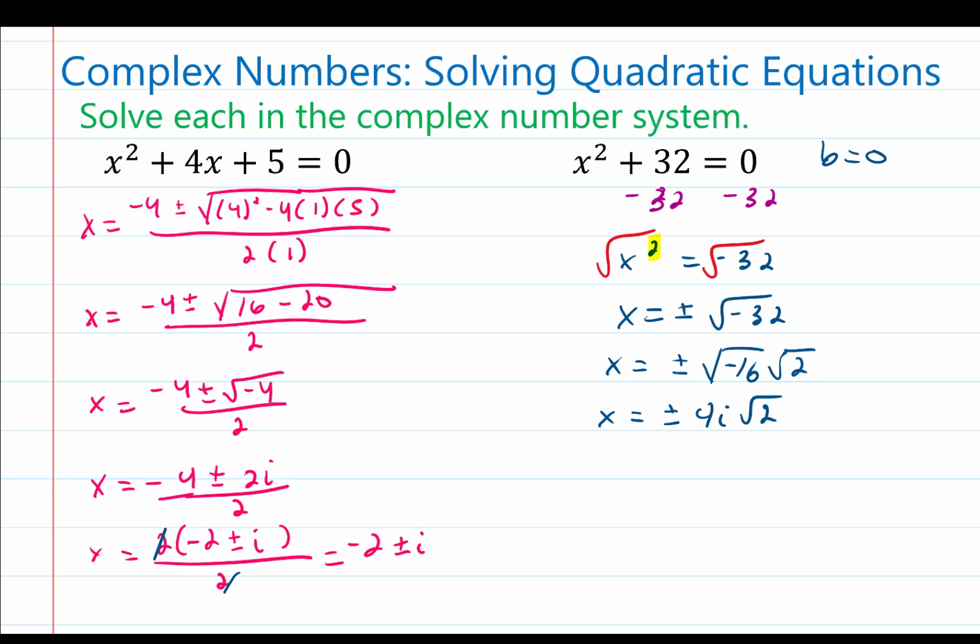Now you can order this however you'd like to. You can put the i last if you would prefer. I tend to prefer to keep it between the 4 and the square root, because otherwise it tends to look like it might be underneath the radical. But both of those are correct.